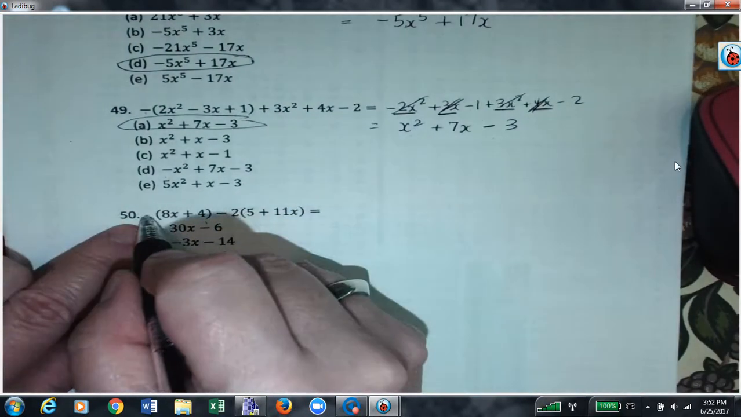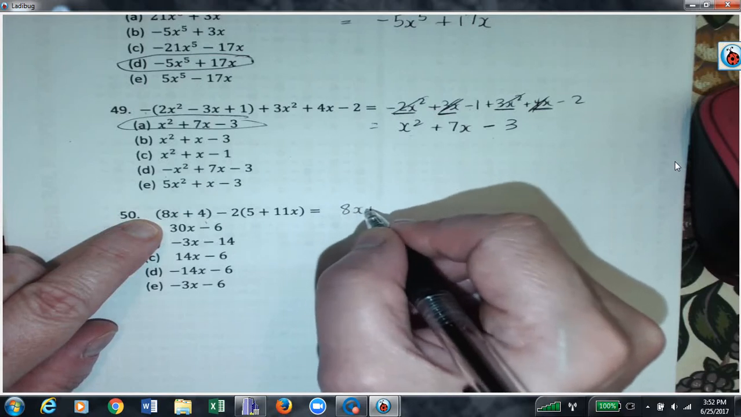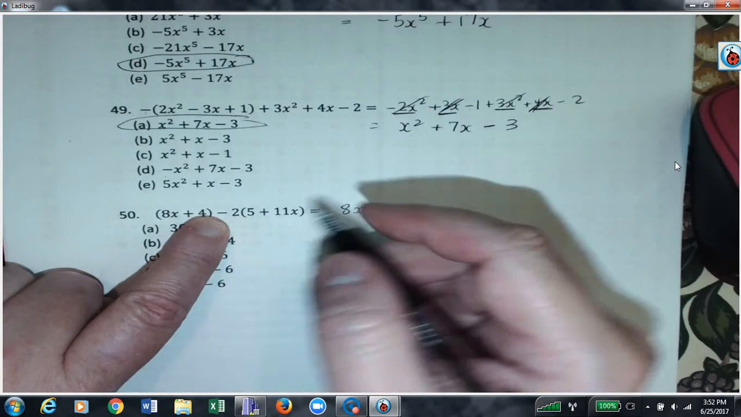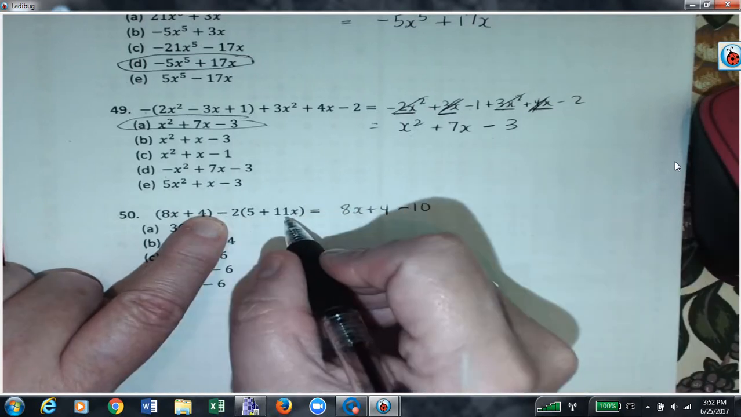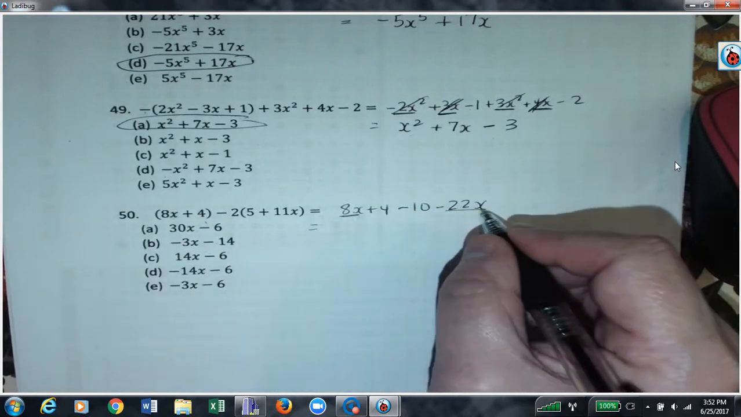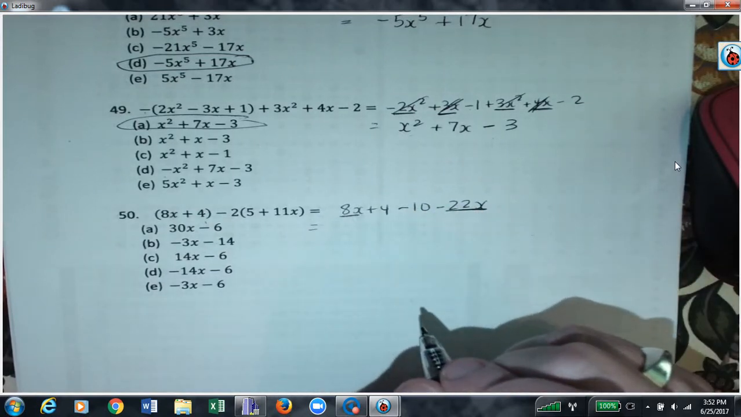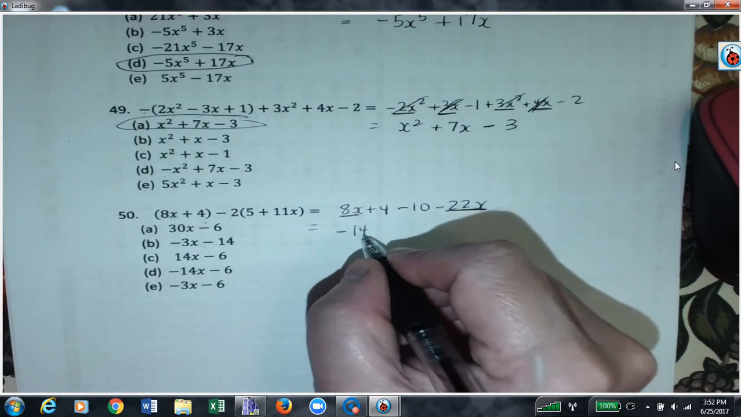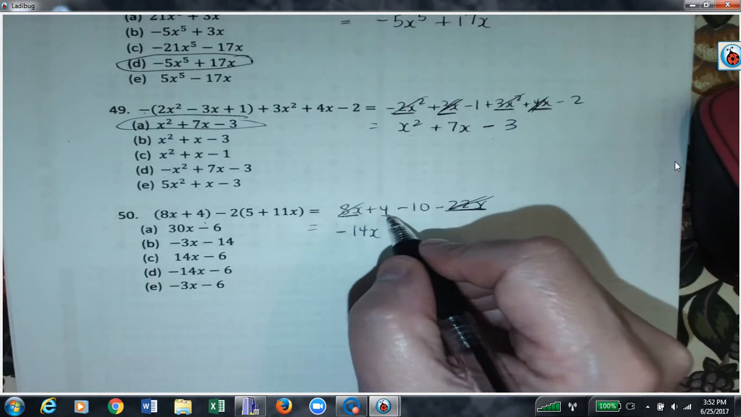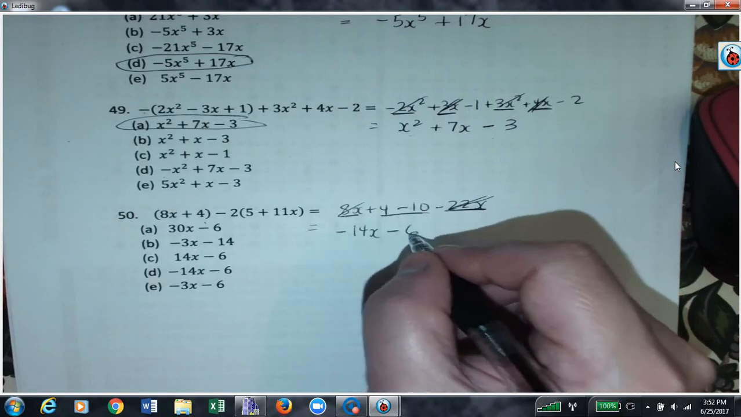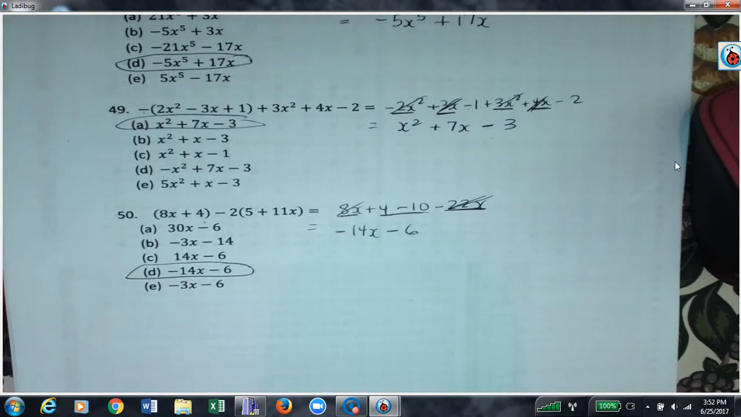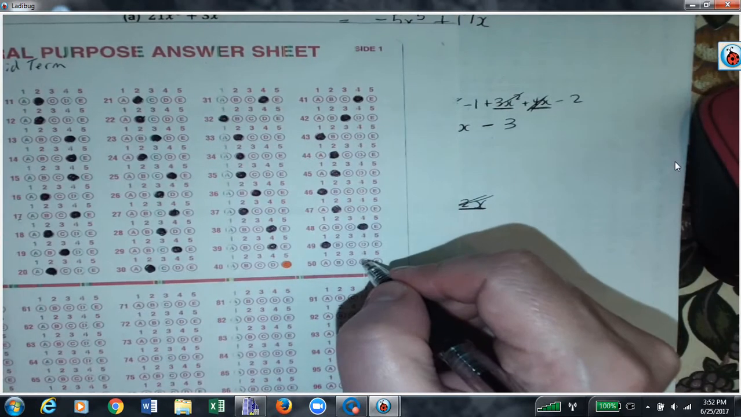And finally, there's nothing in front of this, so it's just 8x plus 4. Then this negative 2 has to go through everything. So minus 2 times 5, minus 2 times 11x. So I have 8x minus 22x. So that'll give me negative 14x, because 8 minus 22 is negative 14. Then I have 4 minus 10. So that's minus 6. So I'm looking for negative 14x minus 6. Negative 14x minus 6. So number 50 is D.